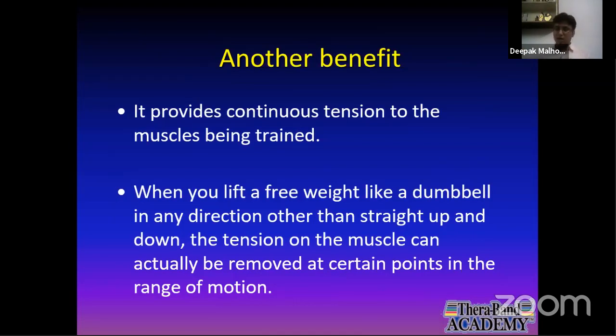So at the terminal ranges, the inner and outer range, when the muscle is comparatively weaker, the bands give lesser resistance. In the middle range, when the muscle is strongest, the bands give maximum resistance. So there is a matching between the force producing capability of the muscle and the tension produced by the band. So that is again a very big advantage as far as bands are concerned.